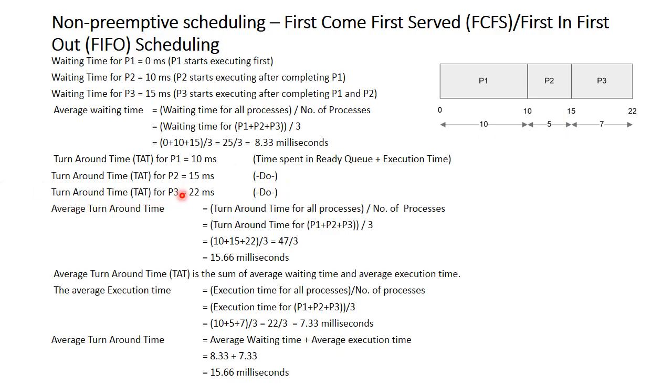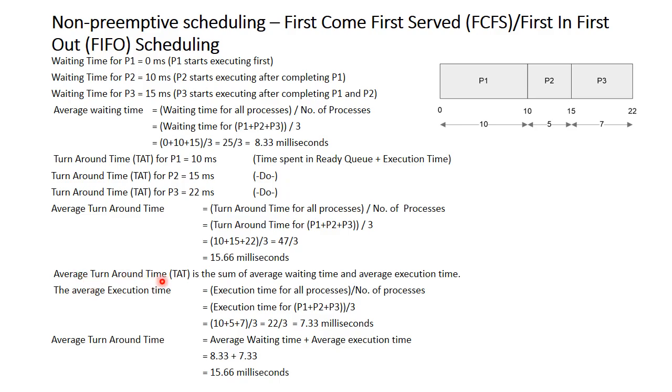Turnaround time for process P3 is 22 milliseconds. That is, time spent in the ready queue is 10 plus 15, plus the execution time of process P3, which is 7. So it will be 22 milliseconds. The average turnaround time is the sum of the turnaround times for all the processes divided by the number of processes. That will be 10 plus 15 plus 22 divided by 3, that will be 47 by 3, which is equal to 15.66 milliseconds.